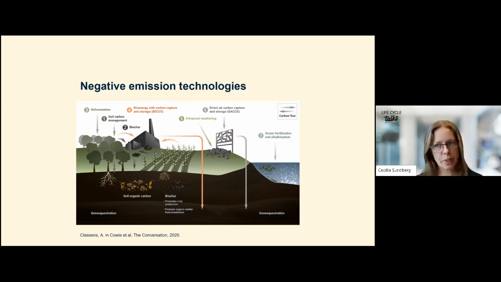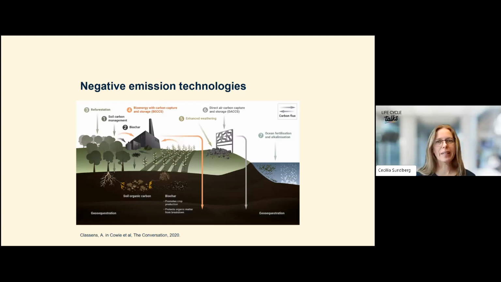So I will just briefly mention the other technologies here to the right. We have enhanced weathering. That's minerals that react with carbon dioxide to form other minerals that are stable. And by exposing these to more CO2, this can be accelerated.